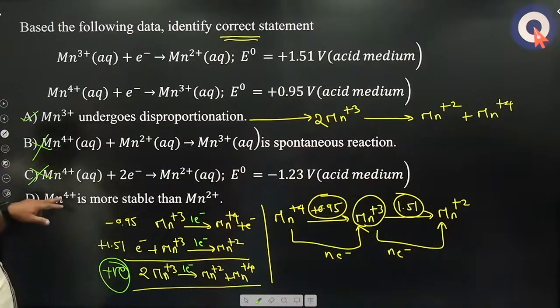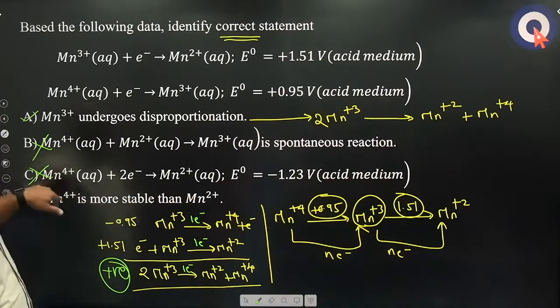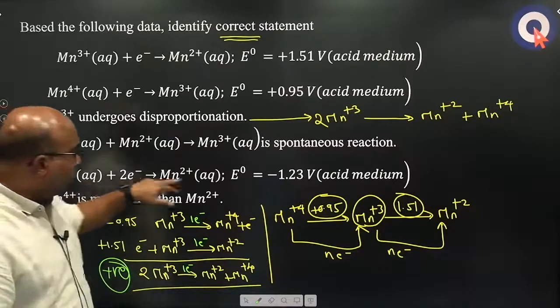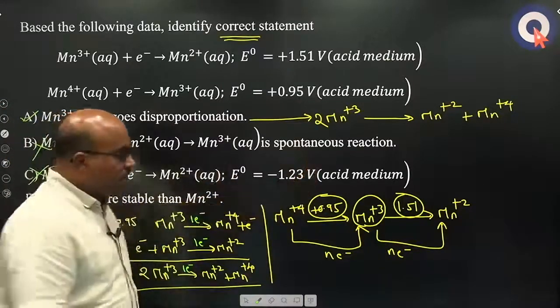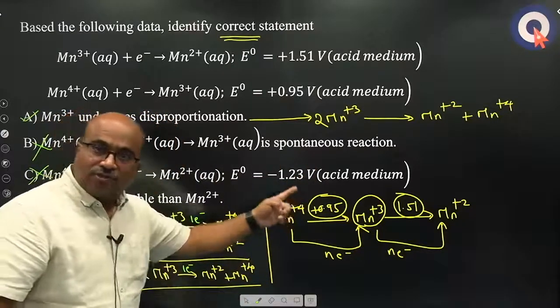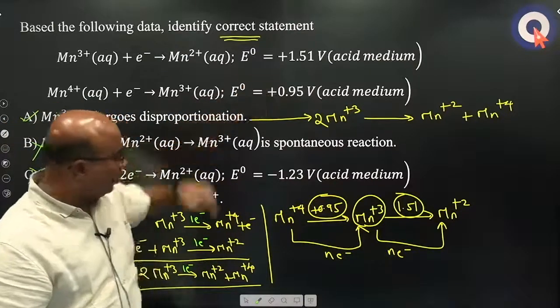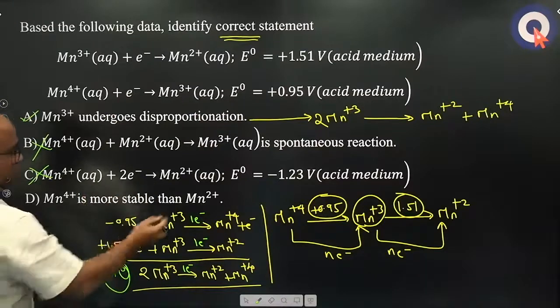And Mn plus 4 is more stable than Mn plus 2. Means when you are just seeing the potential, you are getting a positive value. Then the reaction goes in this direction actually, because we are not getting this value negative. We will get this value as positive only, because both are positive here. So this value, when you see for this reaction, it's positive.